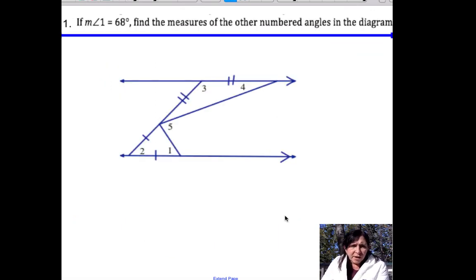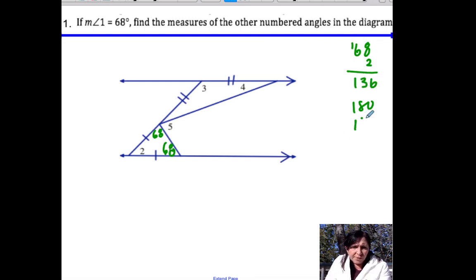Next question says angle 1 is 68. So down here is 68 degrees. And they are asking me to find all of the angles. If we know that's 68, we also know this is 68 here. So let's do 68 times 2, because that's both of those. That's 136. 136 from 180 is 44, and so therefore angle 2 is 44.